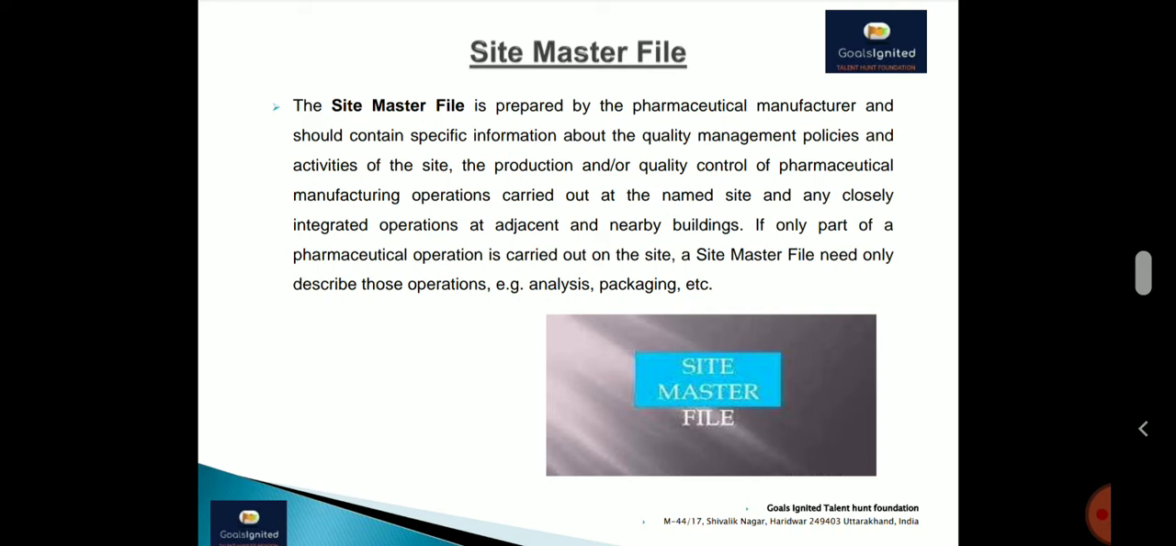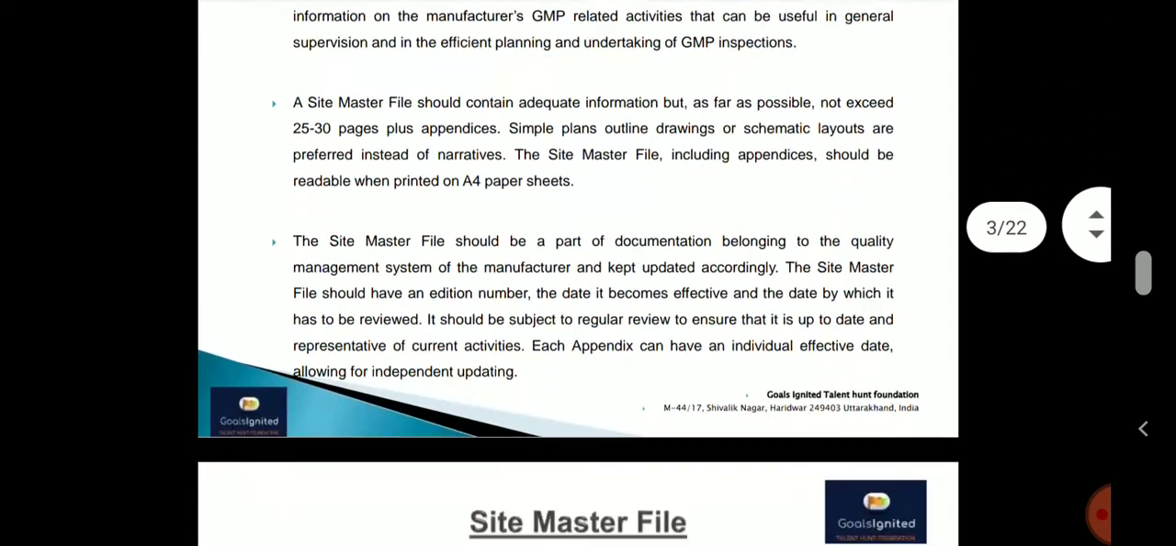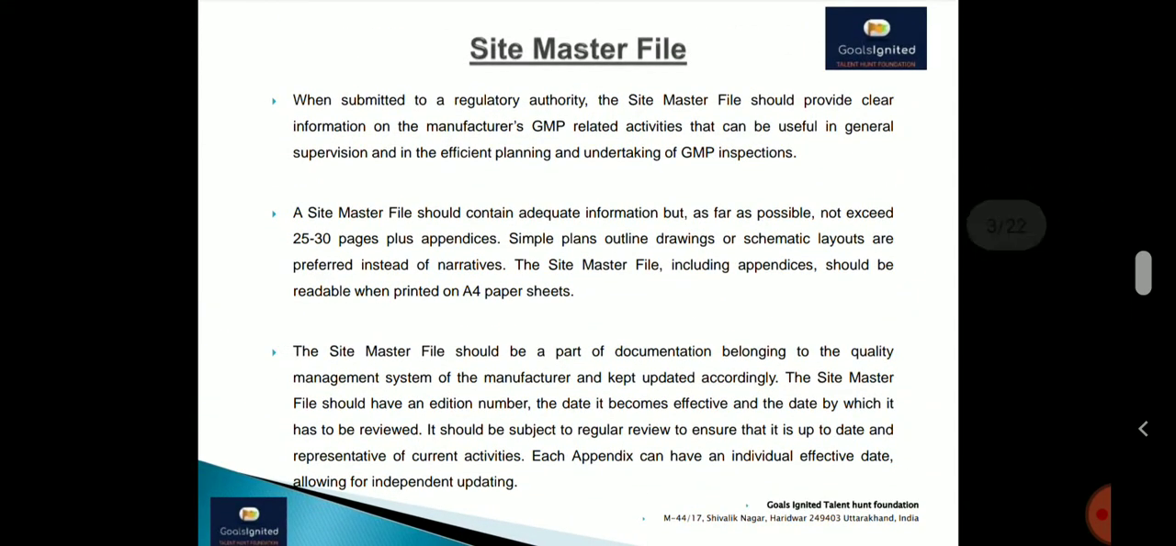The site master file is prepared by the pharmaceutical manufacturer and should contain specific information about the quality management policies and the activities of the site. It covers the production and quality control of pharmaceutical manufacturing operations carried out at the named site and any closely integrated operations in adjacent and nearby buildings. If only part of a pharmaceutical operation is carried out on a site, the site master file need only describe these operations, for example, analysis and packaging operations. So these things need to be incorporated in the site master file.